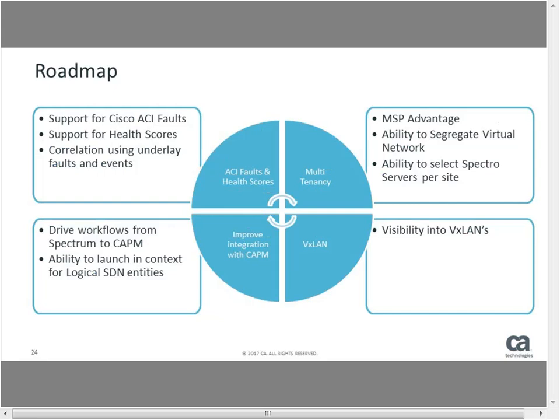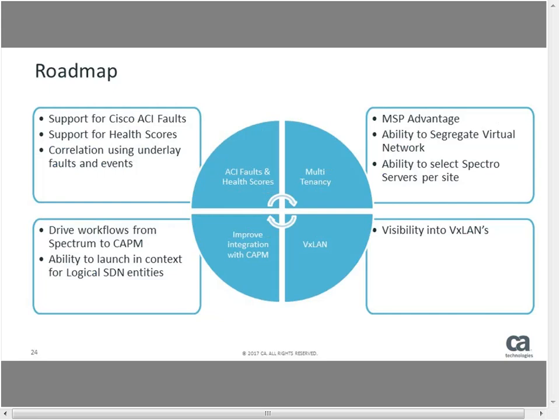So we have today inventory. We will be able to give you the physical faults, and because of that you will be able to do the root cause analysis over there. But there are certain other faults which are caused by your underlying elements, and that information is only with the controller.